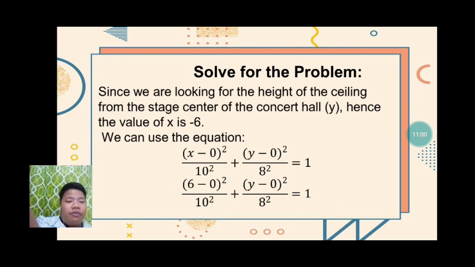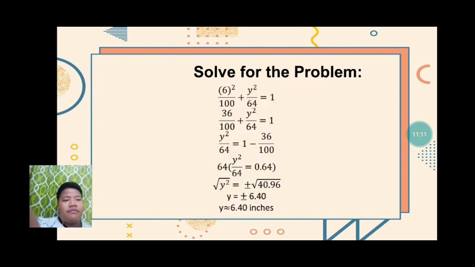Therefore, it will become 6 minus 0 squared over 10 squared plus y minus 0 squared over 8 squared is equal to 1. So 6 minus 0 is equal to 6 squared over 10 squared, which is 100, plus y minus 0 is equal to y squared over 8 squared, which is 64, equals 1.